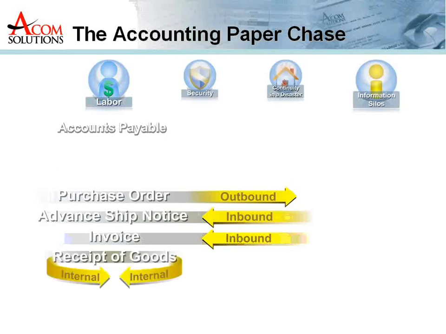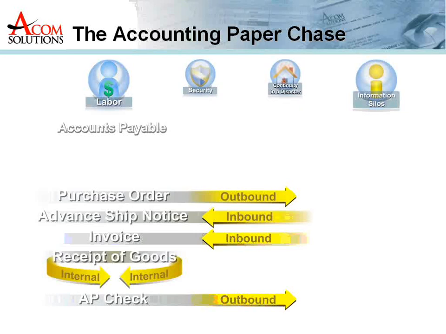Once those goods are received, in many cases there's an internal document, a receipt of goods, that verifies that the merchandise or goods purchased were actually received. As an internal document, this is often paper-based. It oftentimes must be signed. And then finally, the last step in this accounts payable process would actually be the issuance of the accounts payable check.